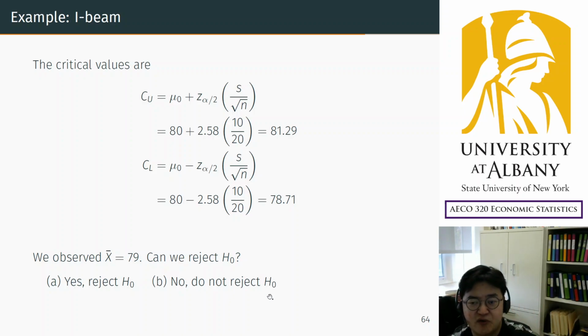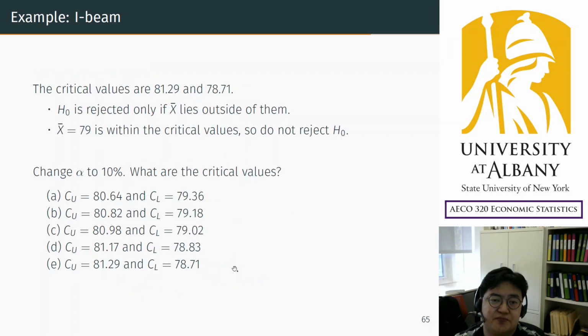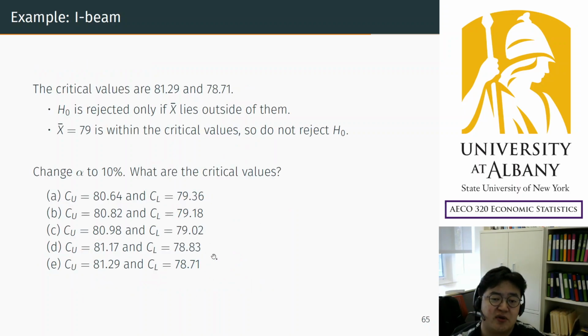So if the sample average has a difference greater than plus minus 1.29, then you are going to reject and you are going to punish the I-beam manufacturer. However, in this case, the difference is smaller than what you allow, so you do not reject the null hypothesis. In other words, the acceptance region is in between those two numbers, and your observation is greater than the lower critical value, so it's within those two critical values. So you do not reject the null hypothesis.